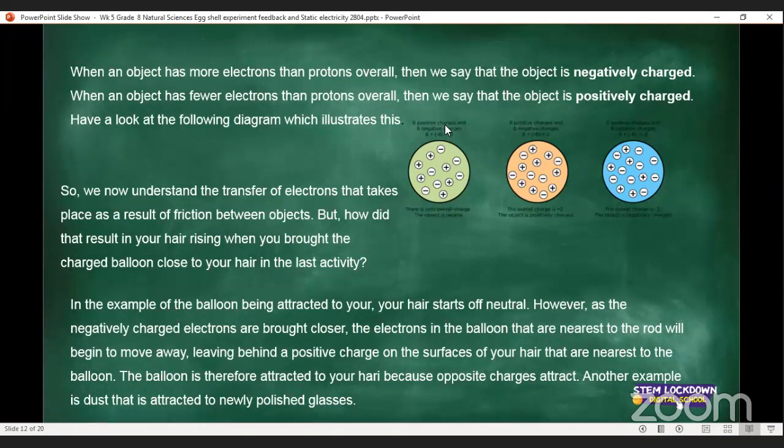So there's 6 positive and 6 negative charges, so it's neutral. So here we have 6 positive charges and 6 negative charges, and we say it is neutral.